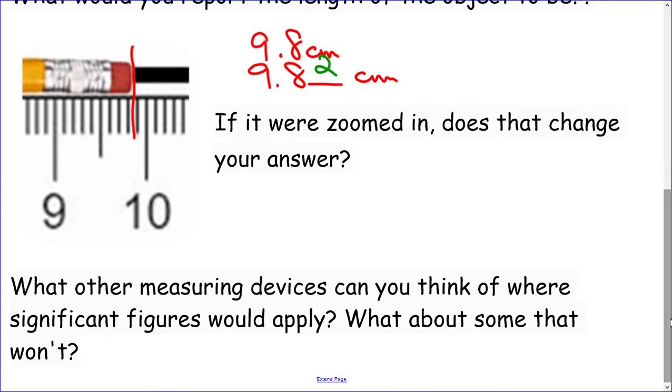Okay. Then there's a little question underneath for you to think about. What other measuring devices can you think of where significant figures would apply? What about some that won't? Anything that requires measurement using a ruler or measuring tape, anything where you could have a little bit of rounding, would obviously apply. Some things that won't: if you had a stopwatch, for instance, and clicked your button to measure your time, the number you get is the exact number that's there. You'd have no rounding in that case because it's reporting exactly what the number is.